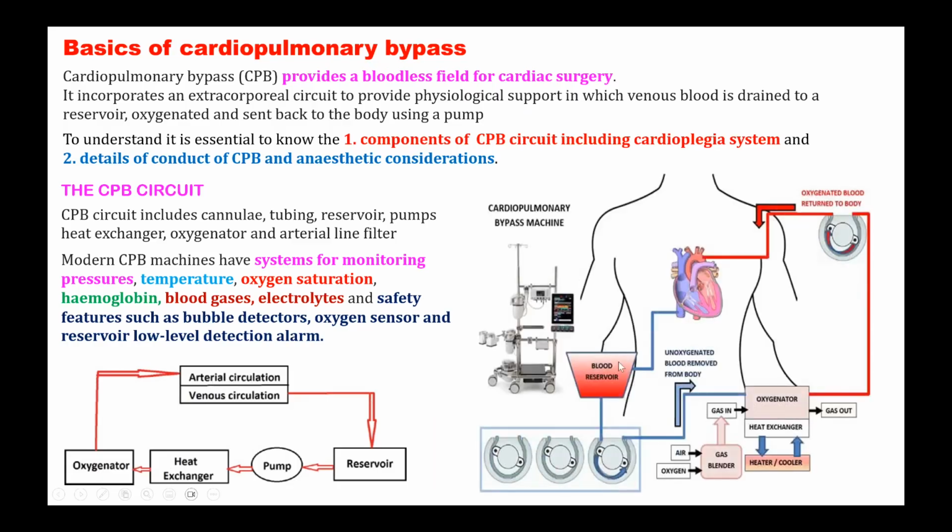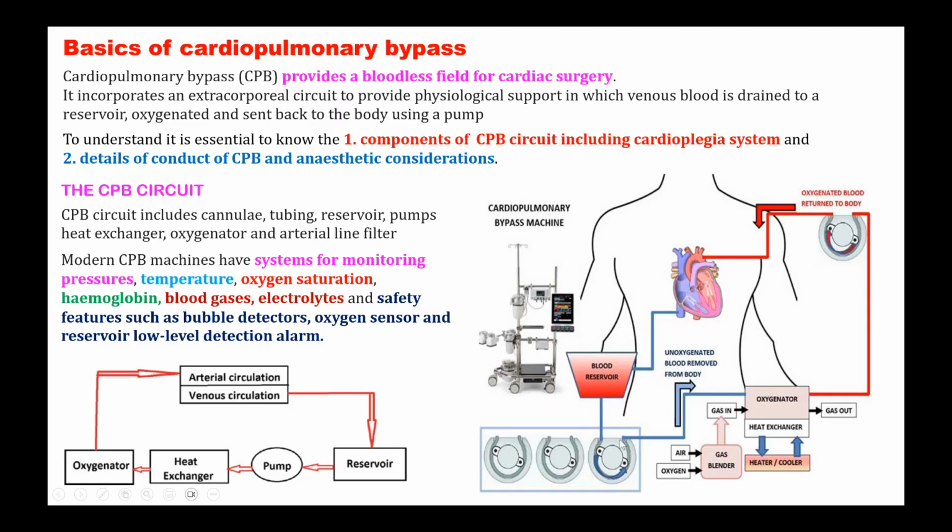And this is a more elaborate picture where you can see on the left side the venous blood is drained via the cannula and tubing into the reservoir, where the deoxygenated blood is collected.